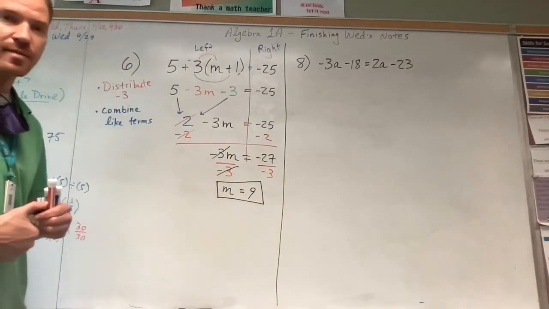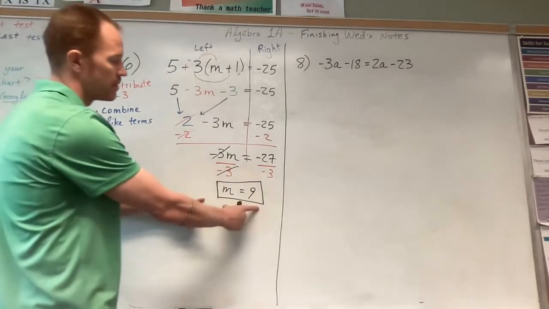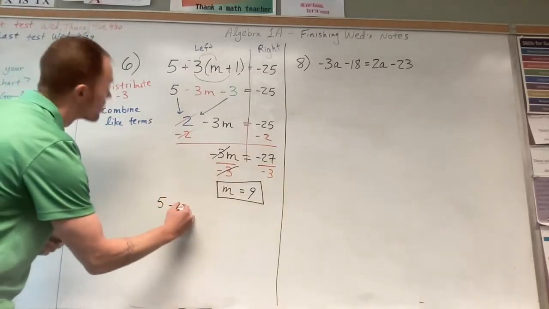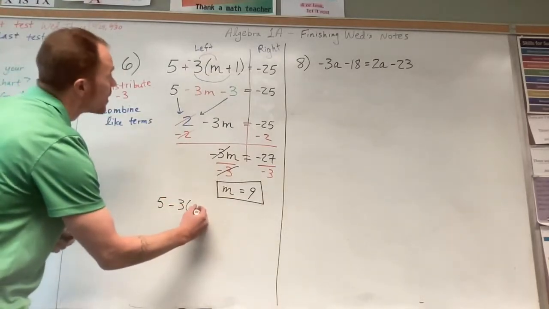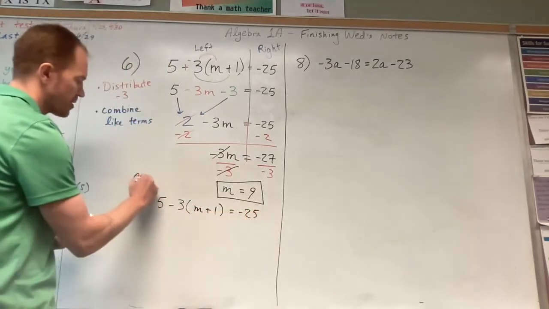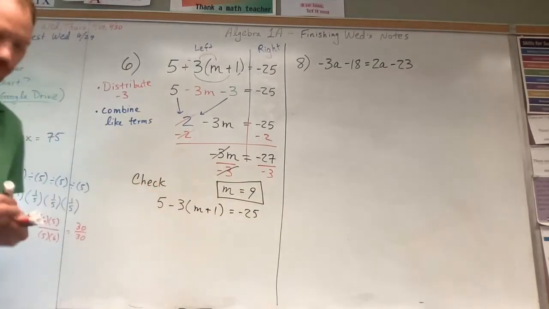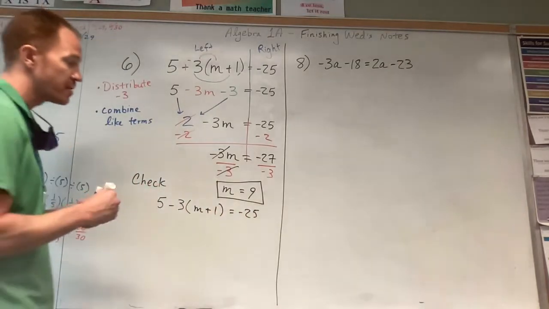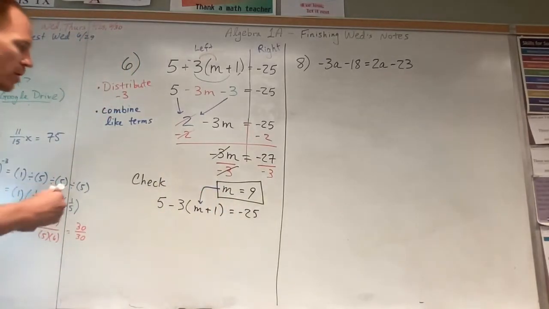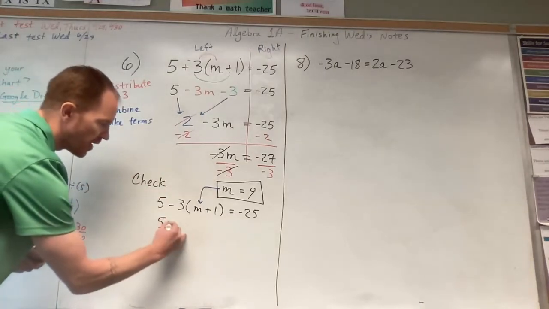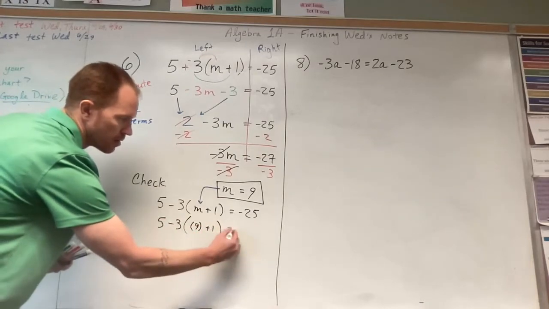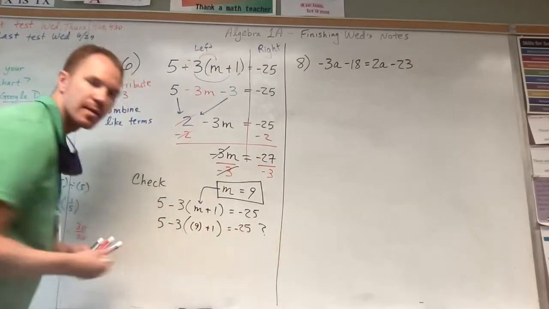Now we need to check this to make sure. So I'm going to take that 9 and I'm going to put it back here. I'll just rewrite the entire equation, 5 minus 3 times m plus 1. So this is the check step now. And remember the check step, we're substituting. I'm going to take this 9 and I'm going to put it in for the variable. So I'll just substitute here. So I'll keep the 5, the minus 3. We'll put in the 9. And we'll ask ourselves, are those two sides really equal?